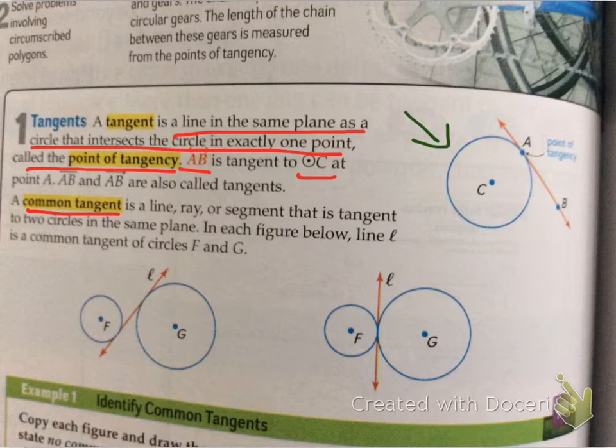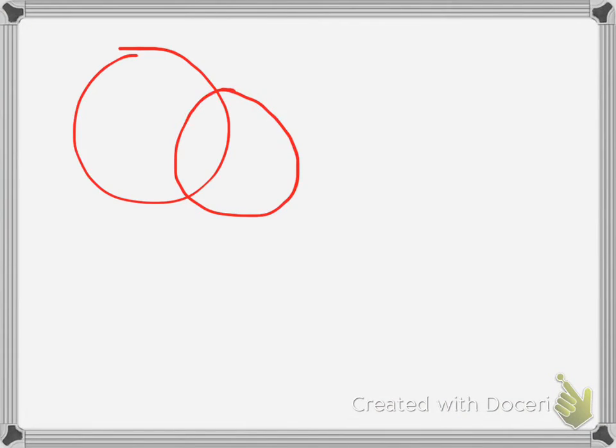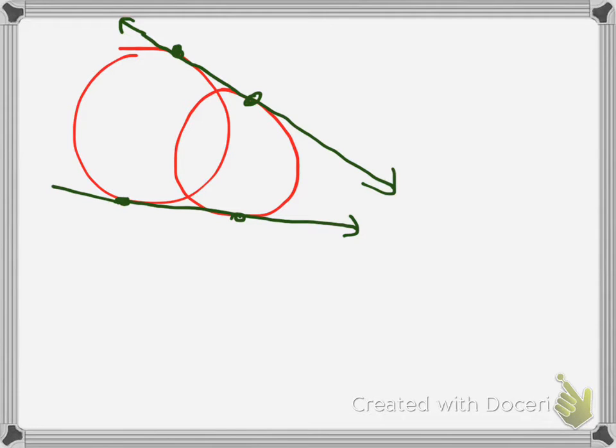A common tangent is a line, ray, or segment that is tangent to two circles in the same plane. So in these two figures below, you can see here that line L is tangent to both circles F and G, no matter how they are drawn. Anyways, it is also possible for multiple circles drawn certain ways to have more than one line tangent to both of them. So keep that in mind. We'll look at that more later, not right now.